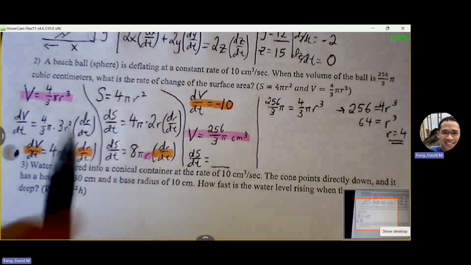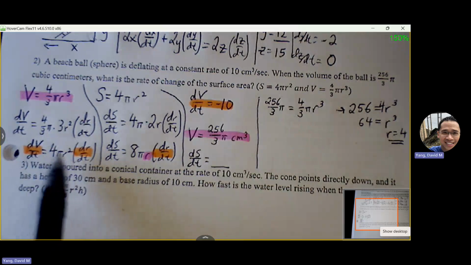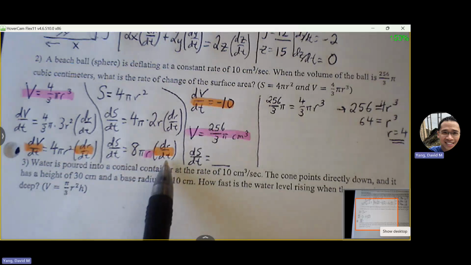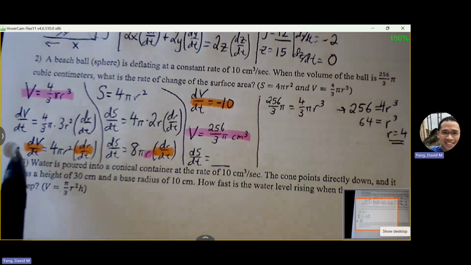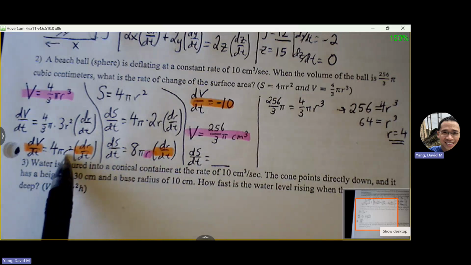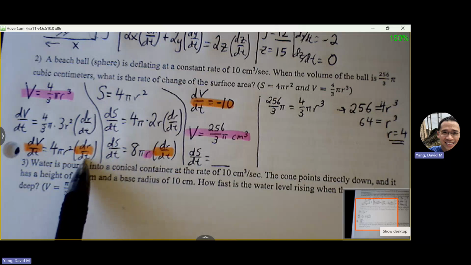Next up, I can use that information to solve for dr/dt, because we need that dr/dt as well, right, to ultimately have enough information to solve for dS/dt. So dV/dt gets replaced with -10, r gets replaced with 4, and then we can solve for dr/dt.